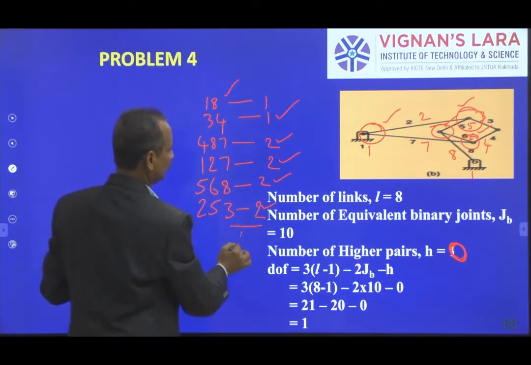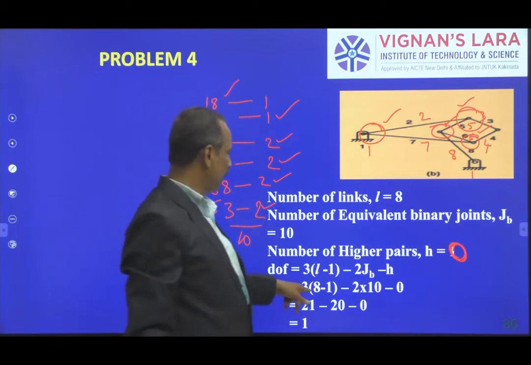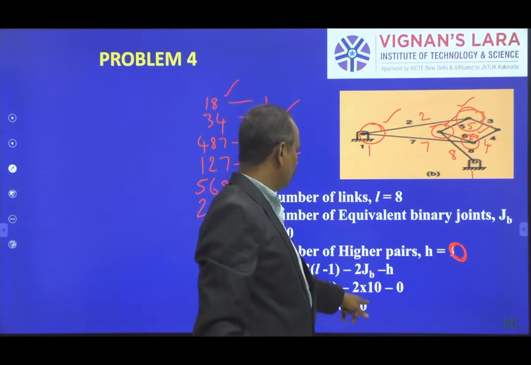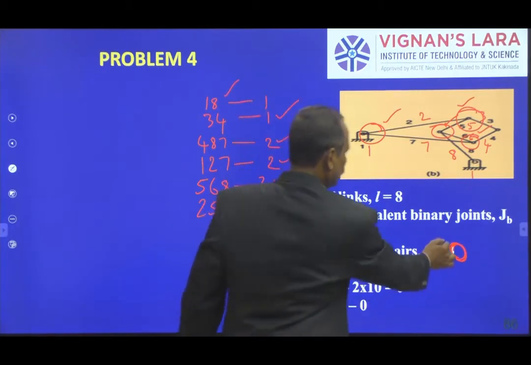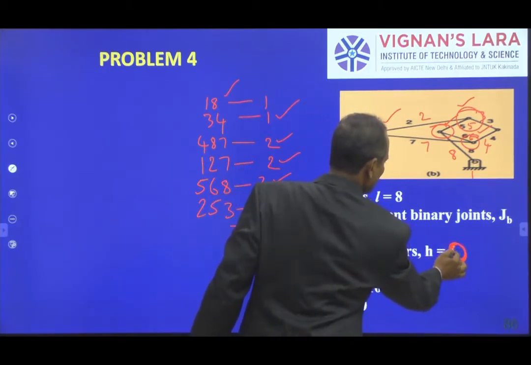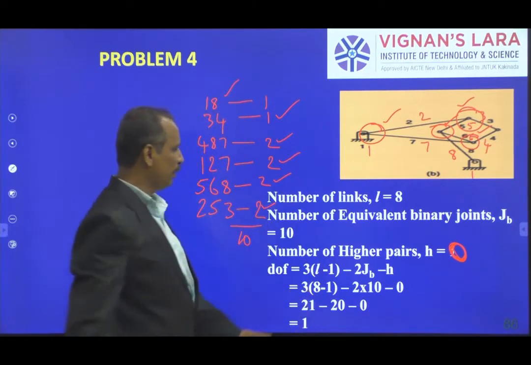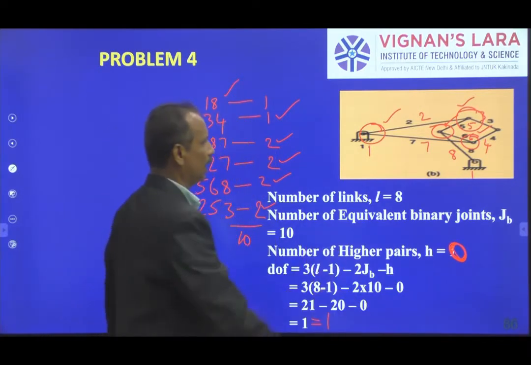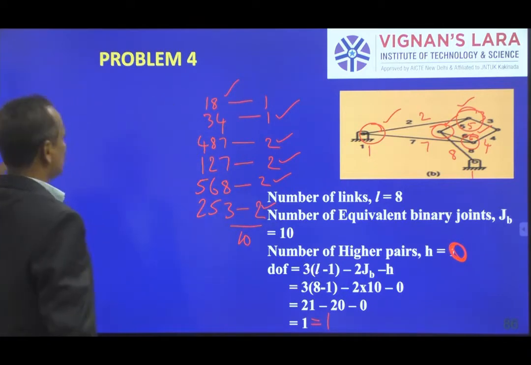Total it is 10. So 3 into 8 minus 1, minus 2 into 10, minus 0. This is 0. There is no higher pair in this case. So 21 minus 20 minus 0, which gives 1. That is the single degree of freedom. This is another problem.